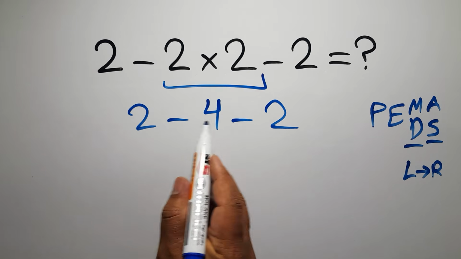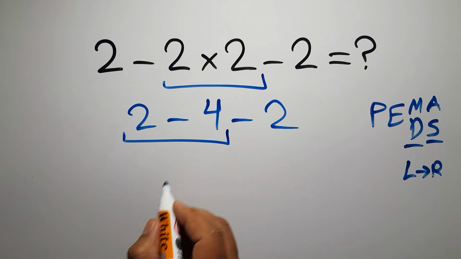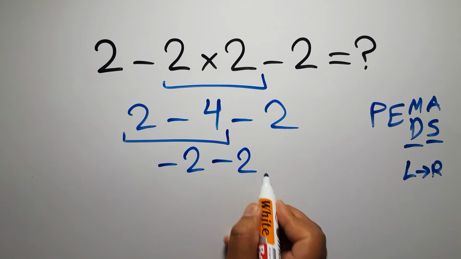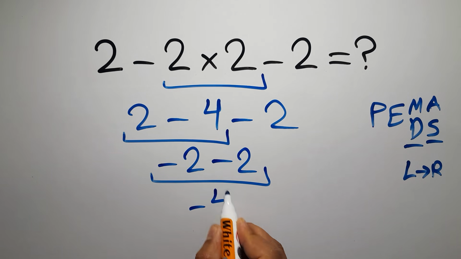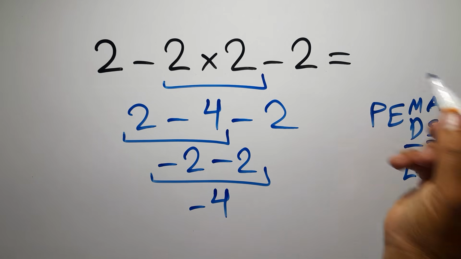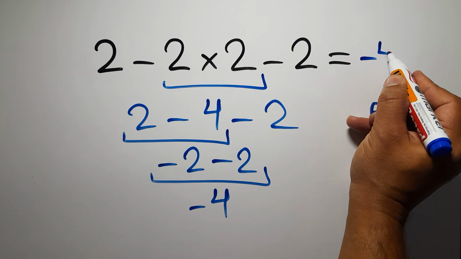So first 2 minus 4, which equals negative 2. So negative 2 minus 2, which equals negative 4. This is our final answer to this problem. The correct answer is negative 4.